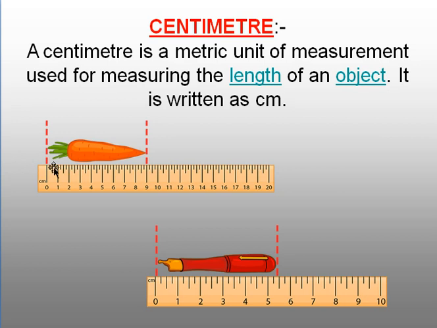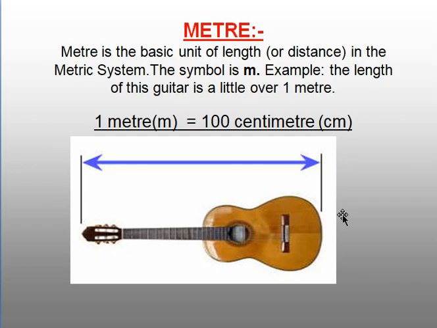The objects which you can put on the scale and measure them, such objects are generally measured in the length of centimeter. Or you can say very small lengths of about the size of a scale or more are measured using the unit centimeter.